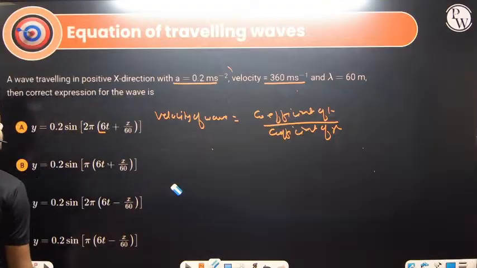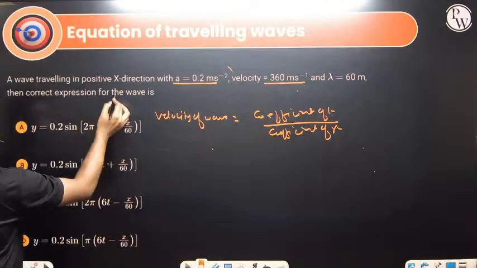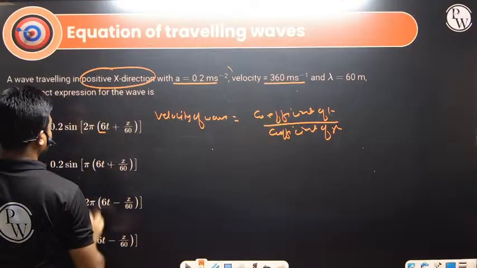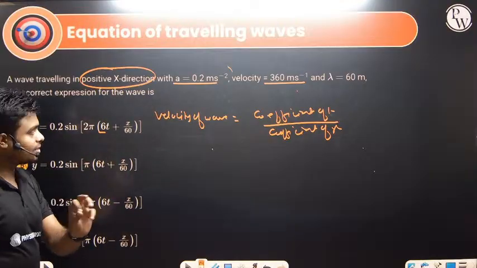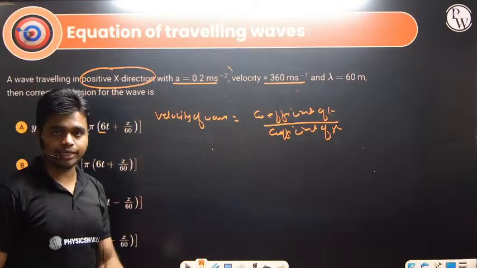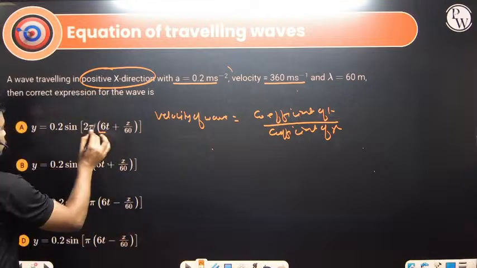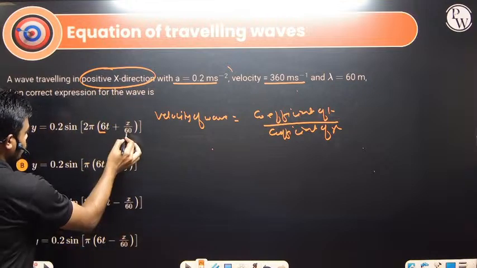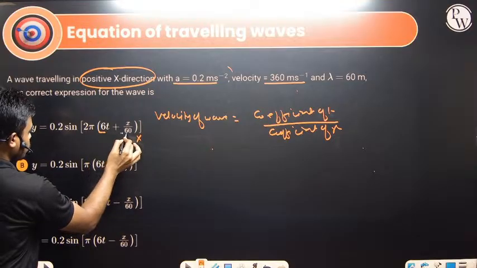They are traveling in which direction? Positive x direction. Positive x direction means that the omega t term and the x term should have different signs. So this one is not possible because this one has positive and this is also positive.